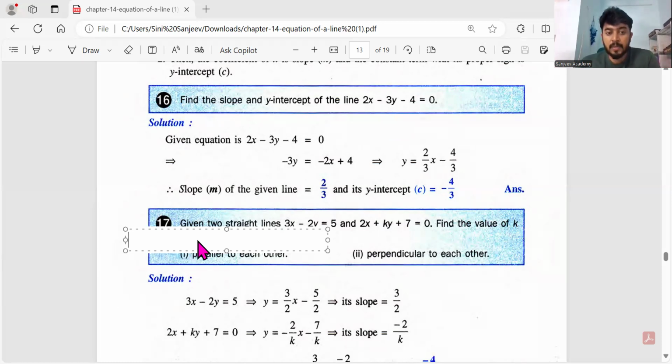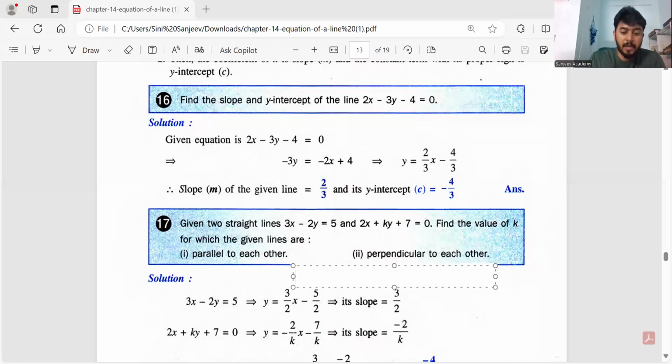Next question, given two straight lines, 3x minus 2y is equal to 5, and they gave one more line. Find the value of k for which the two lines are parallel. For parallel lines, the slope value is same. M is same.